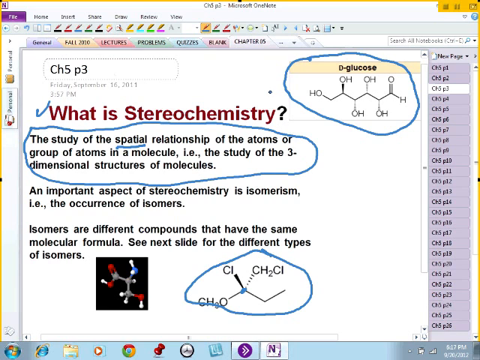And of course, for those of you going to the pharmaceutical industry, you will also find that a lot of drugs depend on the stereochemical relationship of the atoms within that given molecule as they relate to their activity in our body. So stereochemistry is very important indeed.